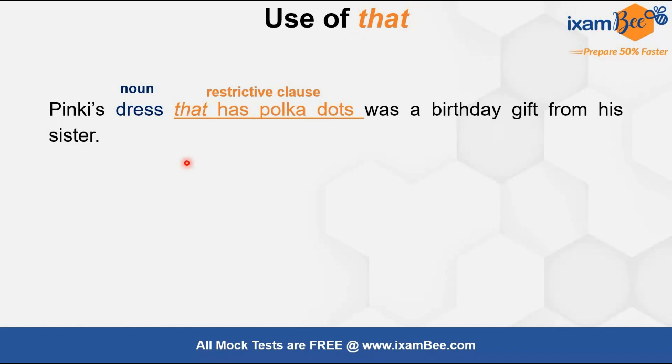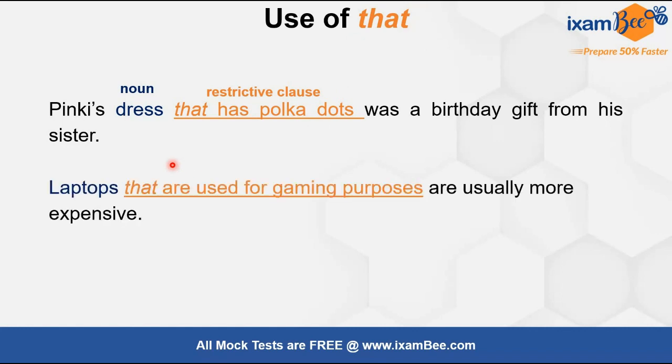Now moving on to the next sentence, it says, laptops that are used for gaming purposes are usually more expensive. If we remove this clause, the sentence would be, laptops are usually more expensive. But here we are not trying to say that laptops are expensive. We are trying to say the laptops which are particularly used for gaming are usually more expensive. So removing this clause will change the meaning of the sentence. Hence, the usage of that is important here. We will use that and not which.